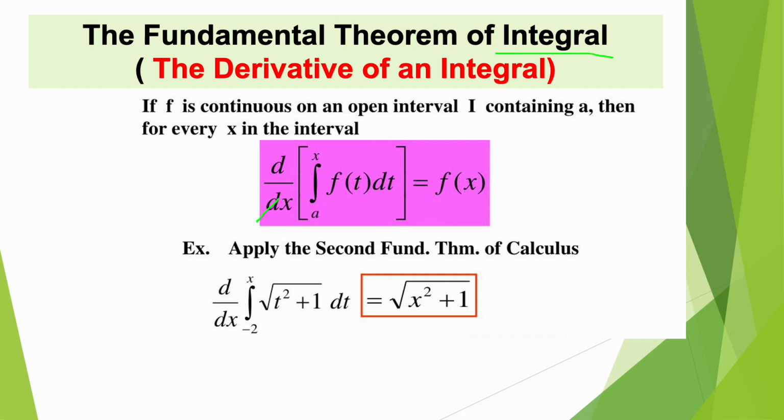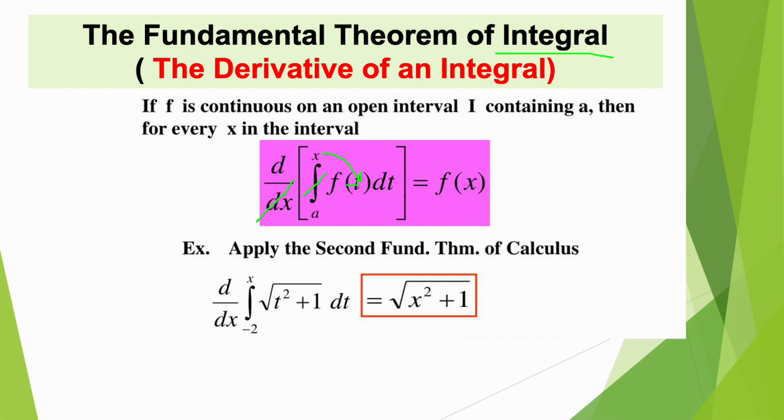integral, all what we do, we cancel the derivative and the integral, which means the derivative usually cancels the integral because the integral is the antiderivative. So the derivative of the antiderivative, they cancel each other, so we get the original function, but instead of t, we replace x, so it will be f of x.